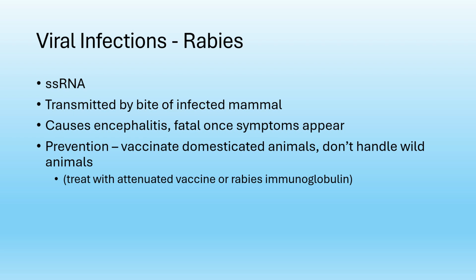So you can receive shots if you have been bitten by a suspected rabid animal. You need to start the shots right away. Don't wait to see whether the animal shows signs of rabies or not, because if you wait too long and there's a delay before you start showing symptoms, it might be too late for you. So you have to start the series of shots. But like I say, the easiest thing is to vaccinate domestic animals. Don't handle wild animals.